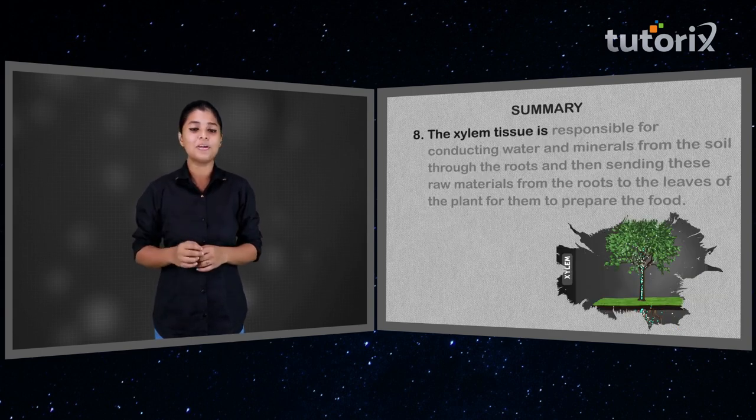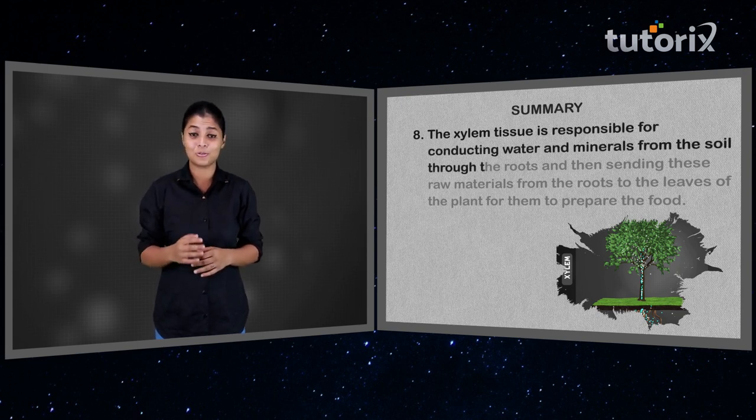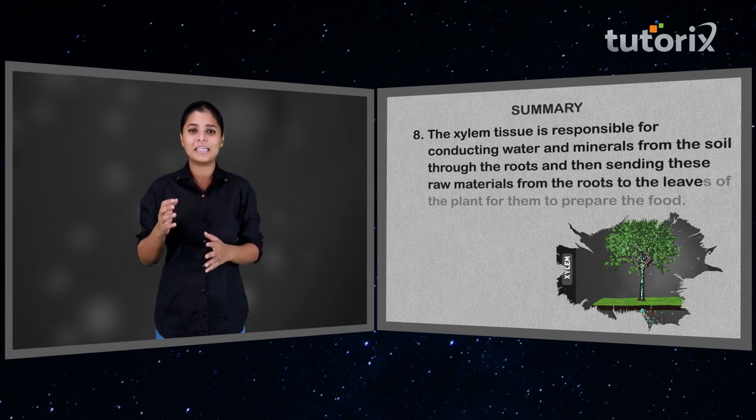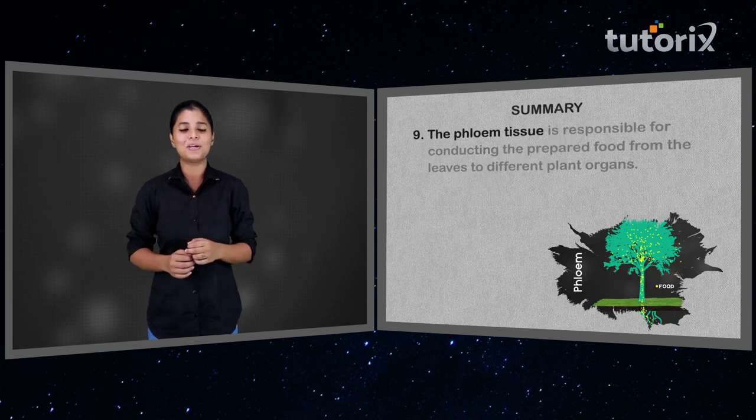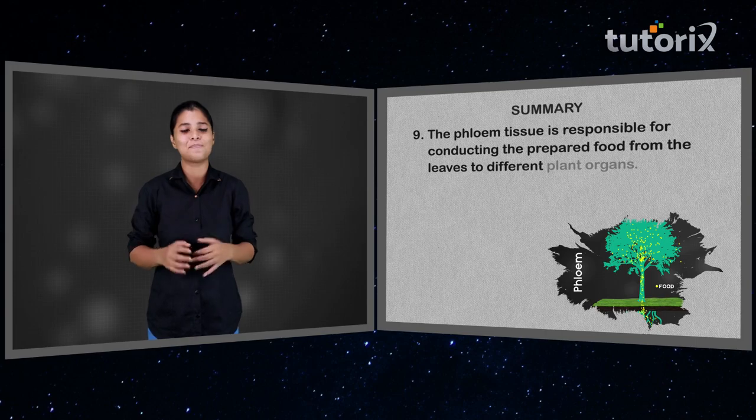The xylem tissue is responsible for conducting water and minerals from the soil through the roots and then sending these raw materials from the roots to the leaves of the plant for them to prepare the food. The phloem tissue is responsible for conducting the prepared food from the leaves to different plant organs.